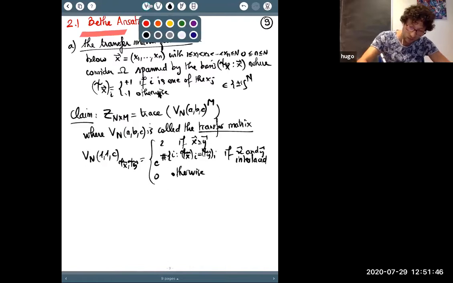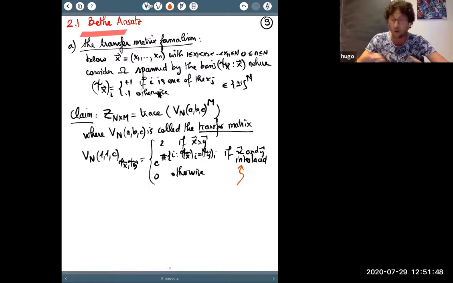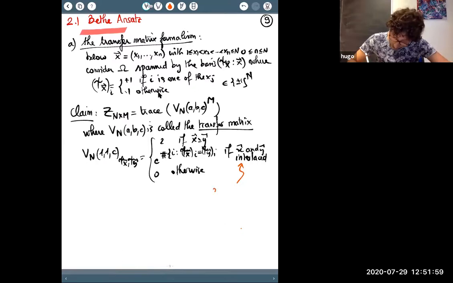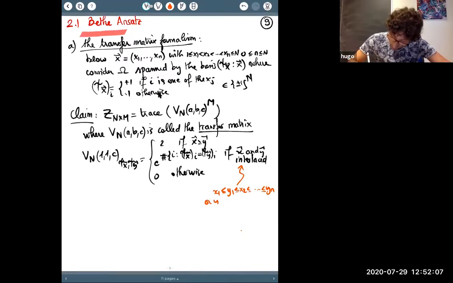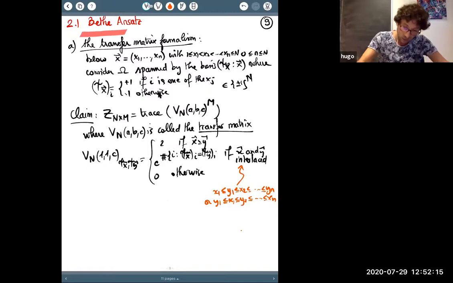And interlaced here, I am going a little bit fast because this formula for V_N is not going to be relevant for us. I just want to state it; you can try as an exercise to check the claim above. So interlaced means that x1 is smaller or equal to y1, smaller or equal to x2, etc., yN, or the opposite. So it's an interesting exercise to try to check that the partition function can be obtained as a trace of this matrix, and the special form of the matrix is irrelevant for us at this stage.